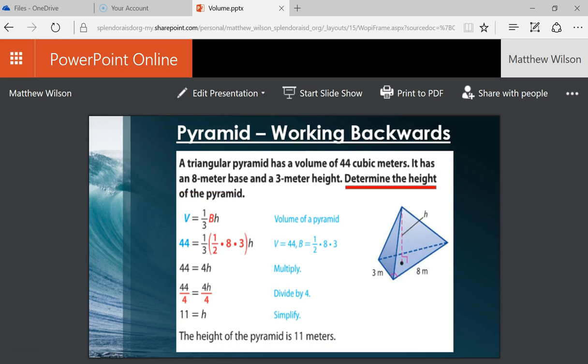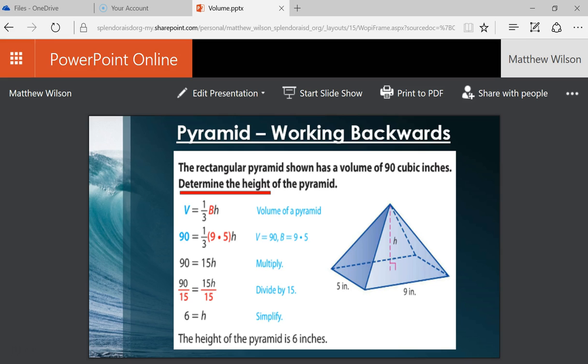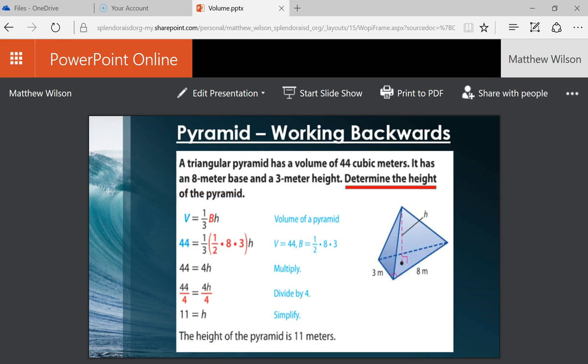And then here's another one. This one involves a little bit more math because the base is a triangle. The only way it's different from the last one is the way that they found the area of the base. So last time it was just 9 times 5, or the base times the height. But remember, the area of a triangle is 1/2 of the base times height. So they have 1/2 times 8 times 3. So they found the area of the base.